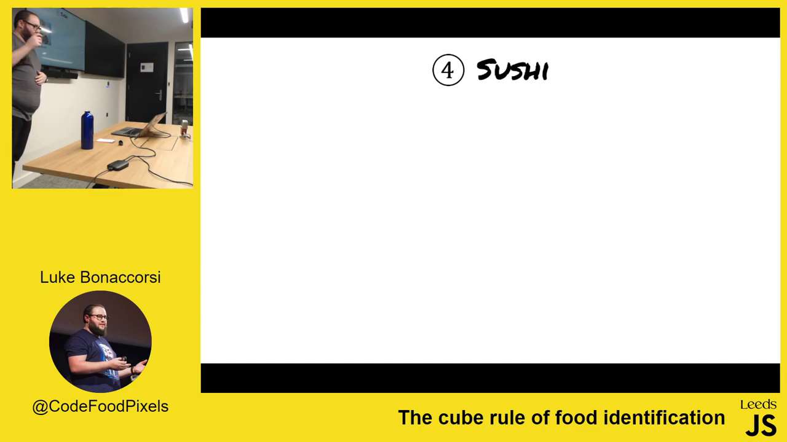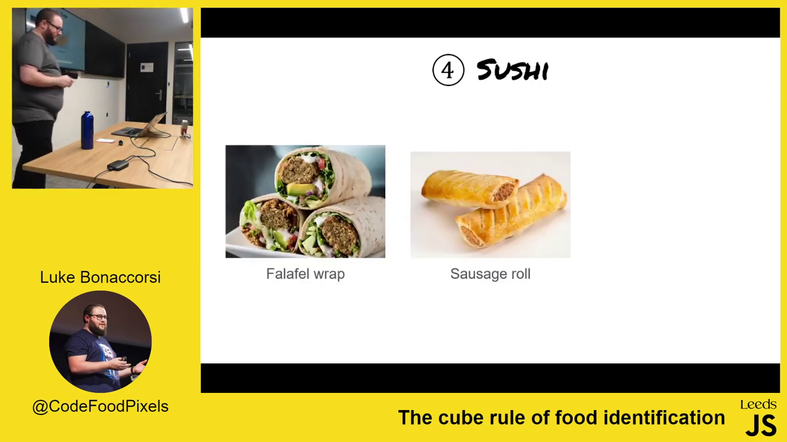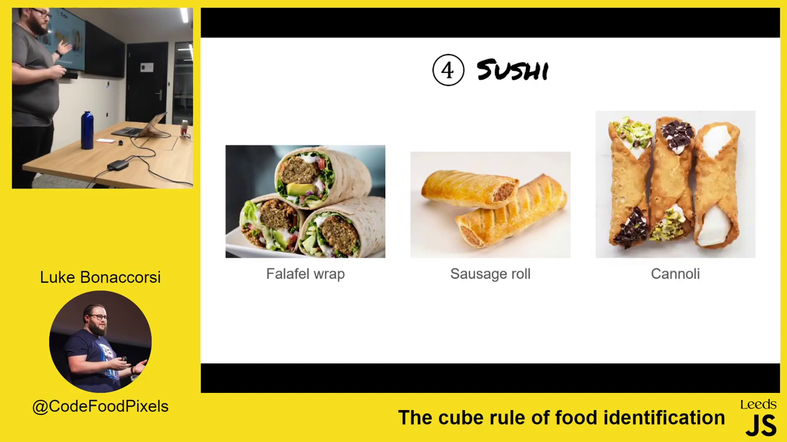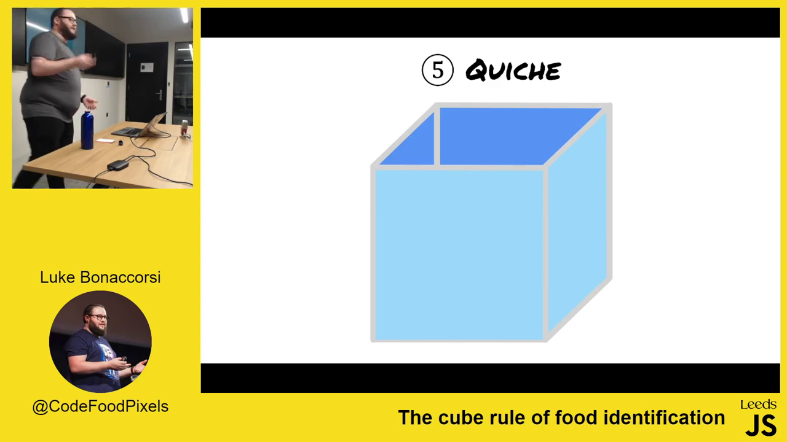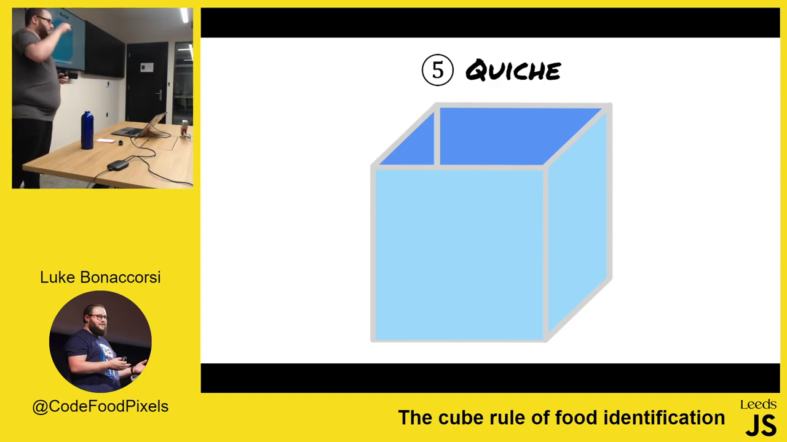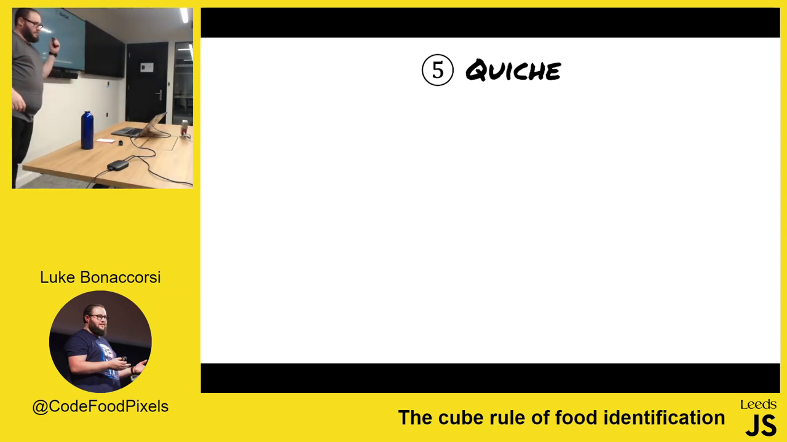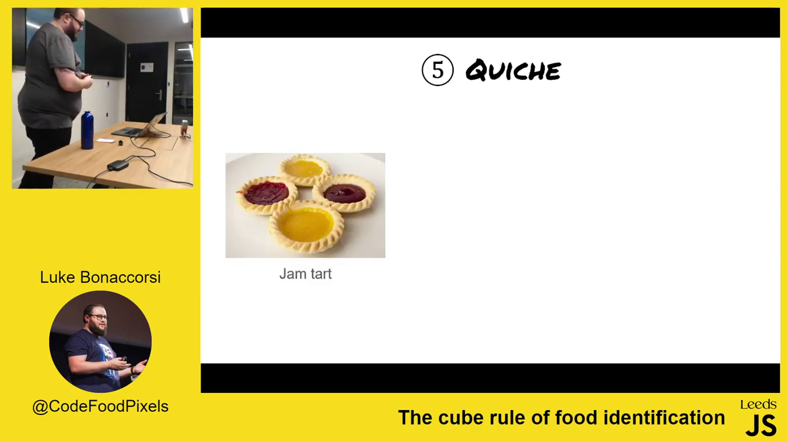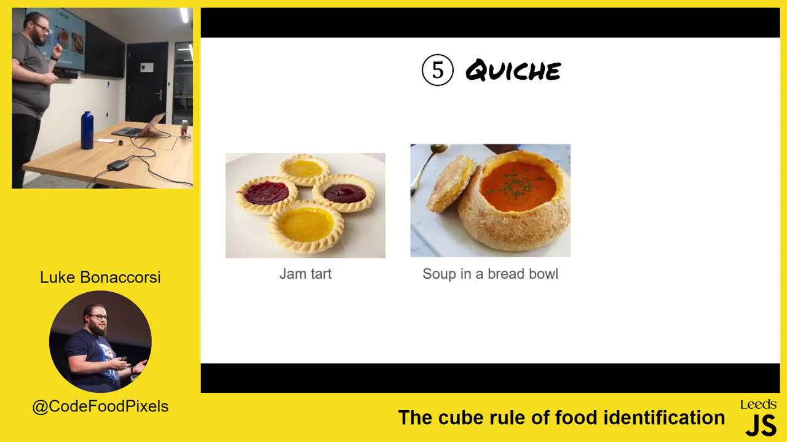Examples of this are falafel wraps, sausage rolls, and cannoli. And then we have quiche, which is surrounded on 5 sides, so 4 and either the top or the bottom. So examples of this are jam tarts, soup in a bread bowl, and toad in the hole.